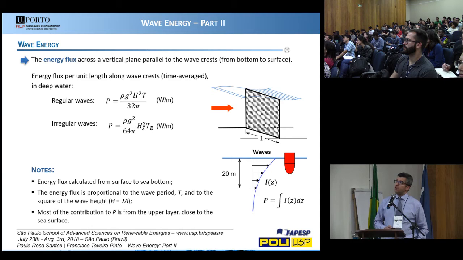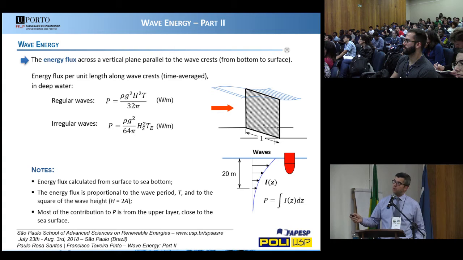We can also assess the energy flux across a vertical plane parallel to the wave crest, so a plane like this one, in this case 1 meter wide, and the energy flux per unit length can be assessed using this expression for regular waves. In this case, you should put here the wave height and here the wave period.